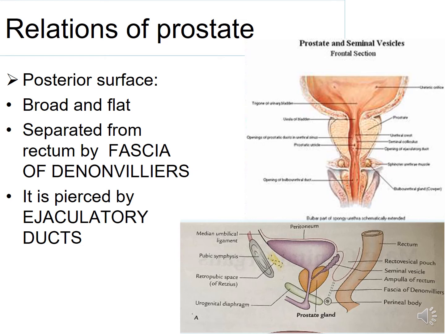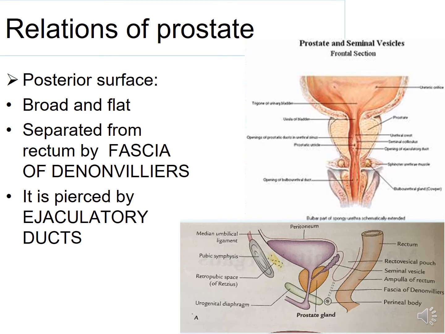Initially, in fetal life, the rectovesical pouch is deep, but later on the lower part is obliterated, and it is replaced by the fascia of Denonvilliers, and it prevents the spread of prostatic carcinoma posteriorly. So prostatic carcinoma usually doesn't spread to the rectum. And the posterior surface is triangular in shape, and it is pierced by the 2 ejaculatory ducts near its upper border.